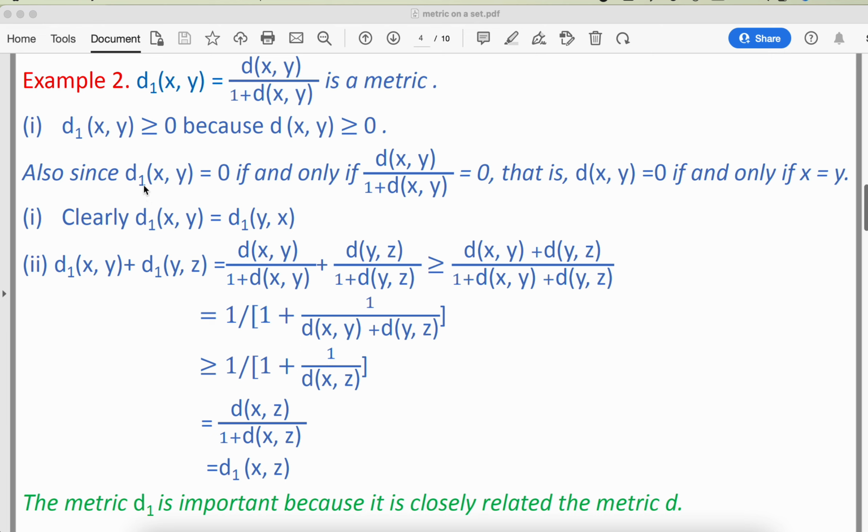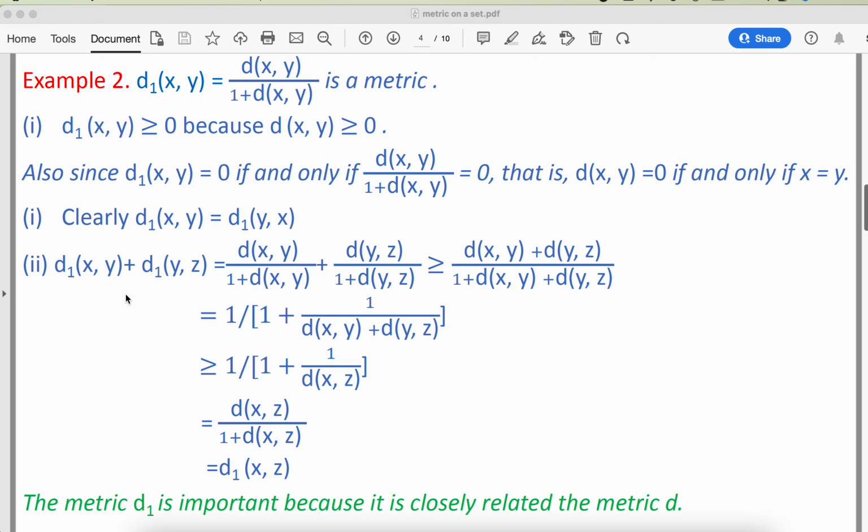Also, d1(x,y) is equal to 0 if and only if d(x,y) upon 1 plus d(x,y) is equal to 0. If we cross multiply, we get d(x,y) equal to 0. So it means the distance of x from y is 0 if and only if x is equal to y, because d is a metric. Clearly d(x,y) is equal to d(y,x), so we can replace x by y here. We can write d(y,x) here, so clearly d1(x,y) is equal to d1(y,x).